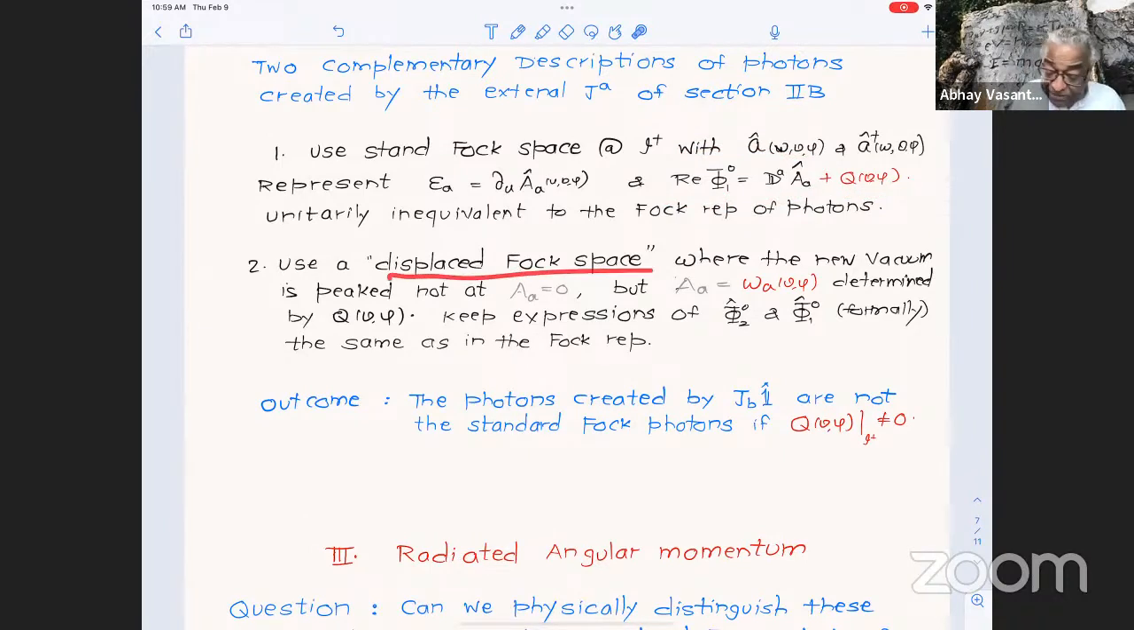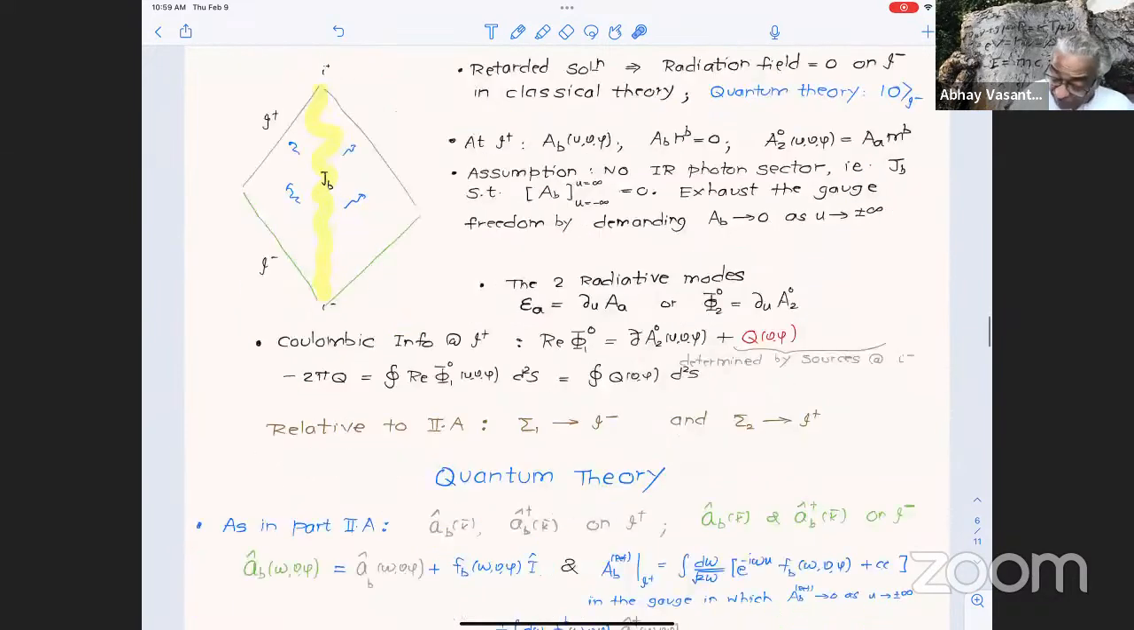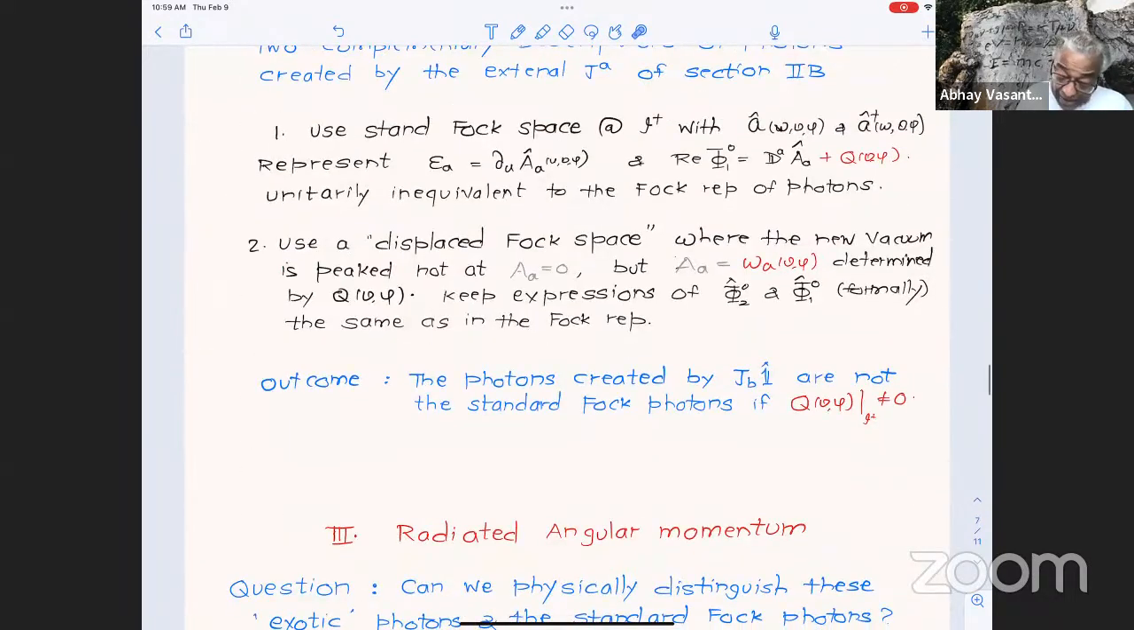Or we can use a displaced Fock space where the new vacuum is really peaked at this omega up here, which is not in the Fock space. So it really is a different object altogether. And then use the same expression for the operators as before, with the fact that I got this displaced Fock representation. The outcome is that the one photons created by this particular source that I got here, this source which is not switched off, the photons created by that source are not in the standard Fock representation if this Q is not equal to 0.